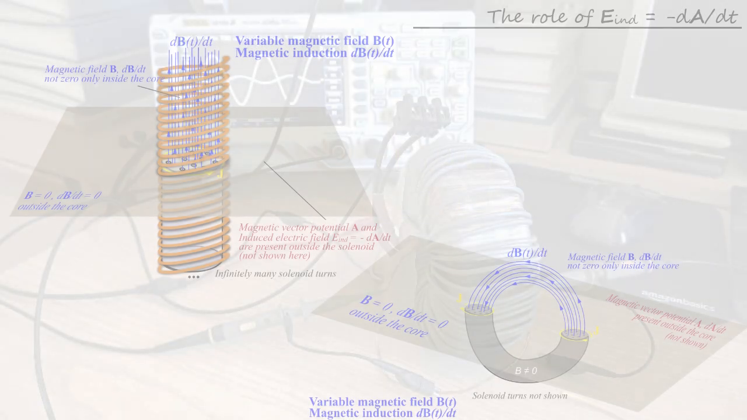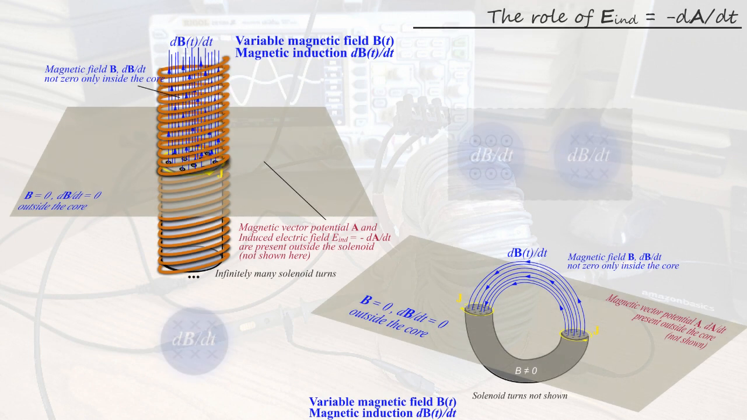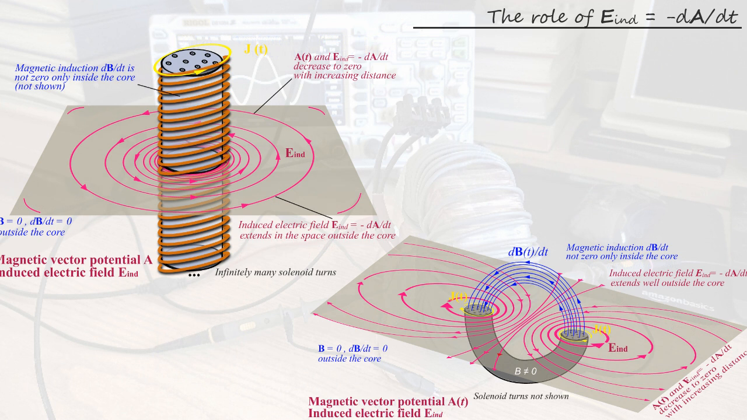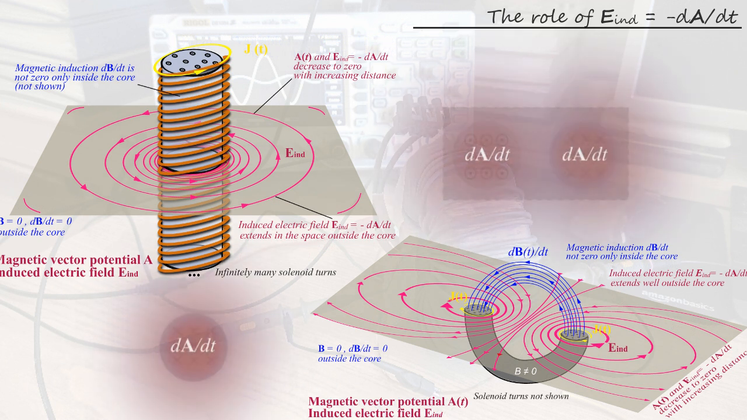Okay, so far we have seen that the characterization of the safe zone depends only on the magnitude and position of the magnetic induction field, dB/dt. But what about the electric induction field, E induced equal to minus dA/dt? Does it matter somehow? This field can be significantly different from zero throughout the entire safe zone, even where dB/dt is zero.